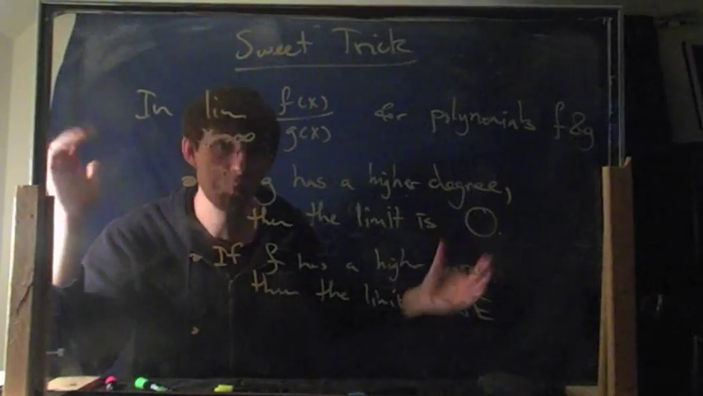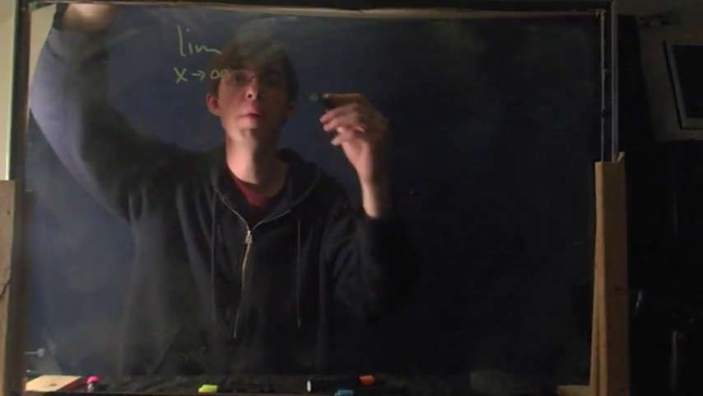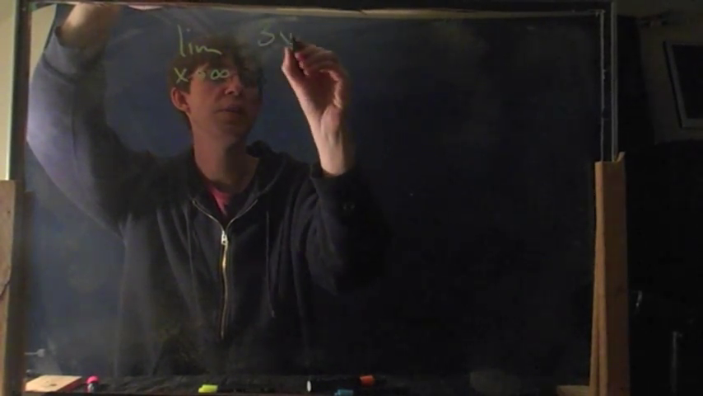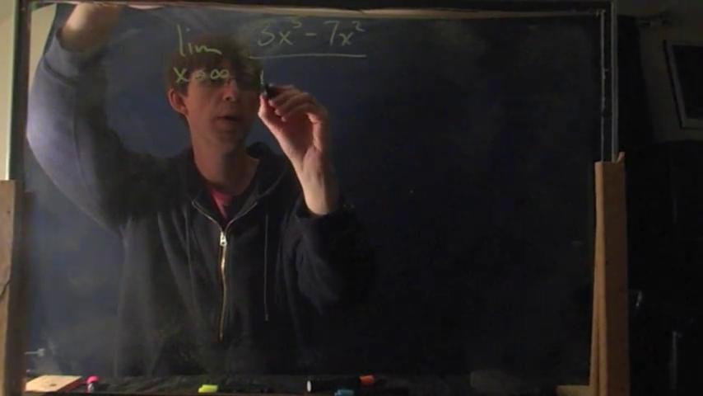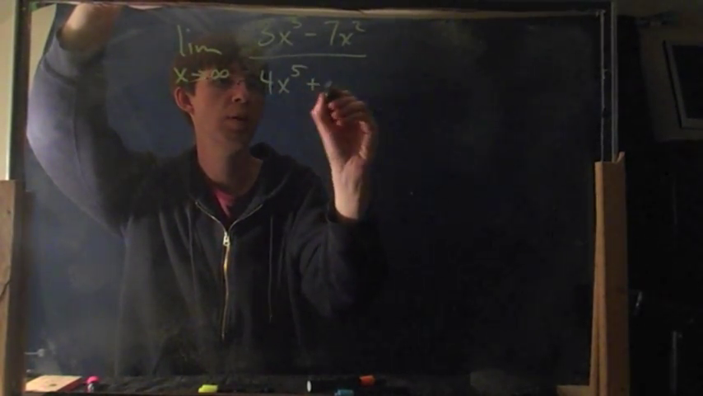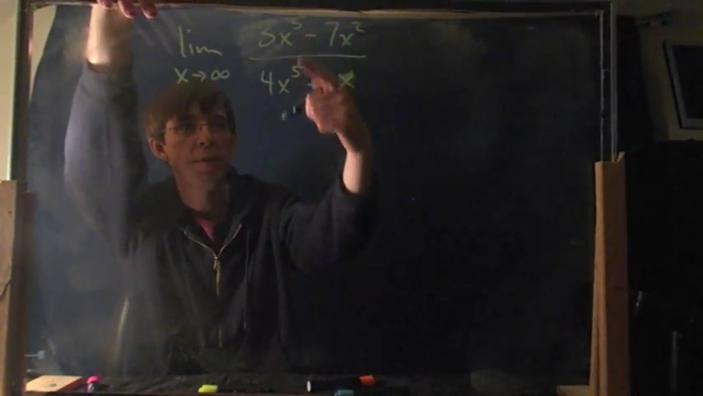All right? Great. Okay, one last scenario. That is when the top and the bottom have equal degrees. Let's try this: 3x to the 5 minus 7x squared divided by 4x to the 5 plus x. How about that? They have equal degrees, both have degree 5, okay?